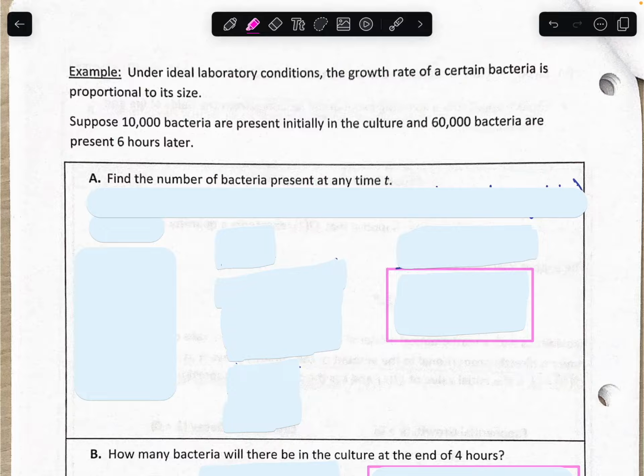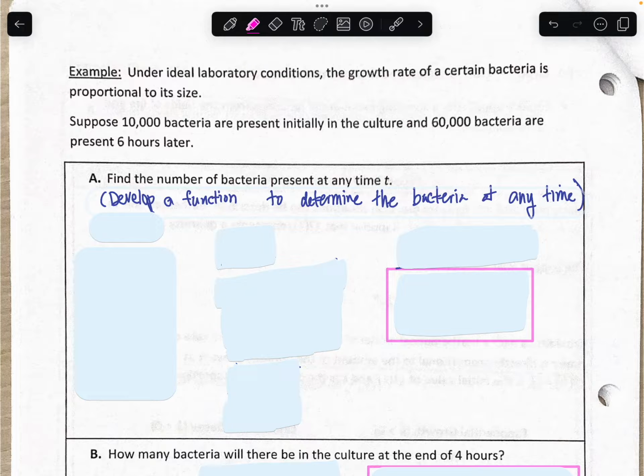Part A says find the number of bacteria present at any time t. So what they're really asking is to develop a function to determine the bacteria at any time. You're not going to be finding an exact number for your answer. You're going to be creating a function, the APERT function, with a specific R value that will let you plug in any t value to get the number of bacteria at any given moment in time.